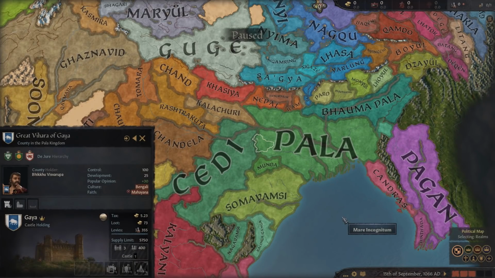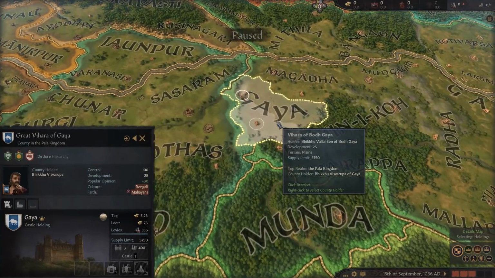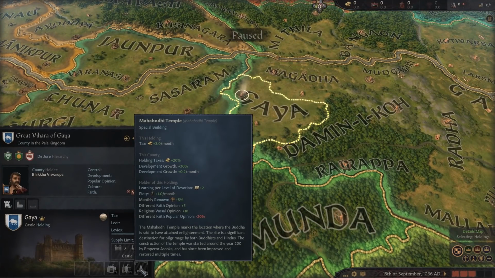Now we find ourselves in India, and we'll find ourselves in India quite often, in Pala and in the county of Gaya. Here we have the Mahabodhi Temple. Now, this needs to be a holy site of your religion for it to be enabled. The Mahabodhi Temple marks the location where the Buddha is said to have attained enlightenment. The site is a significant destination for pilgrimage by both Buddhists and Hindus. The construction of the temple was started around the year 200 by Emperor Ashoka and has since been improved and restored multiple times.